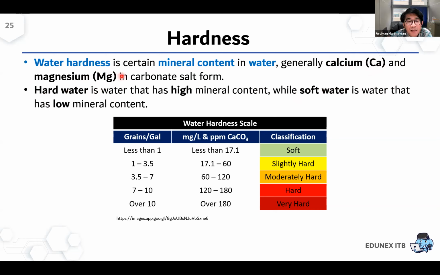Ya, air sadah, bukan air keras ya. Hard water is translated as air sadah. Kalau air keras beda lagi, itu campuran. It's the mixture of, what is it, Pak Hendra? Is it chloride acid and something? Do you know, Pak Hendra, air keras?